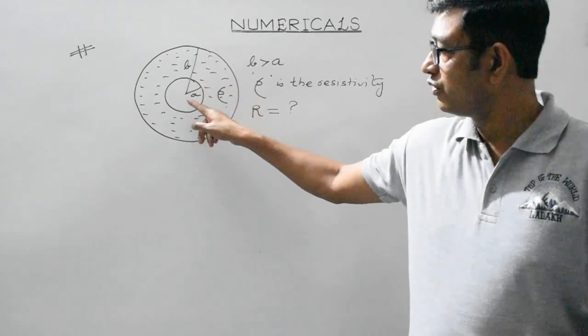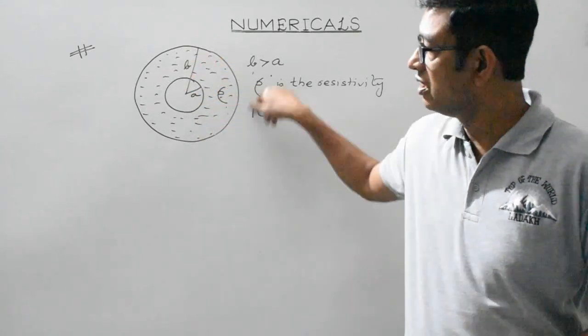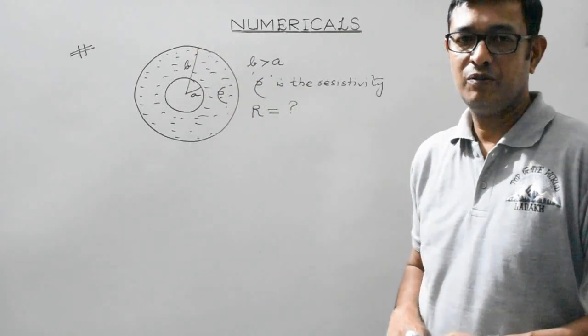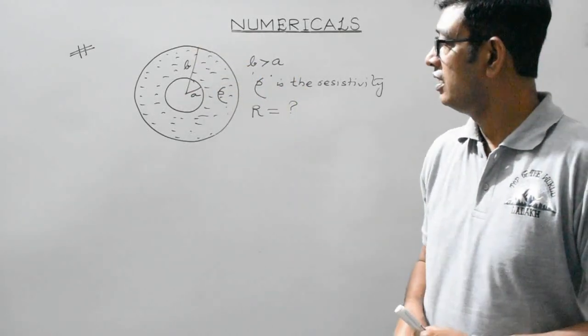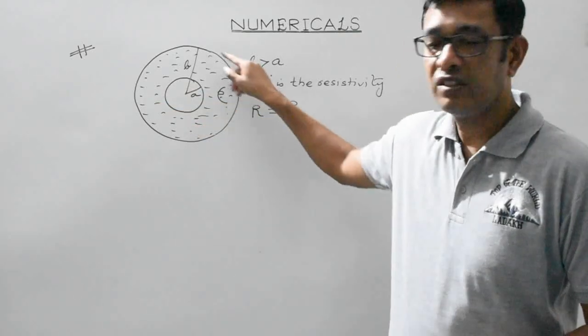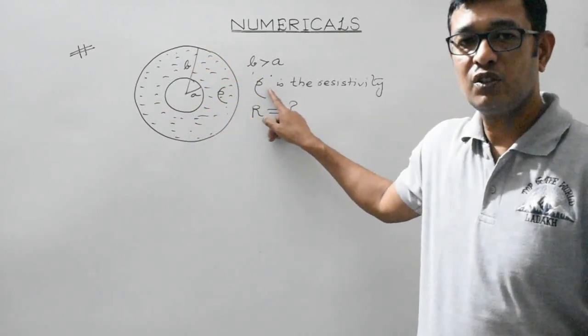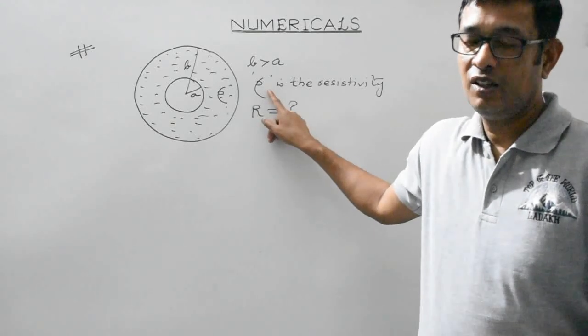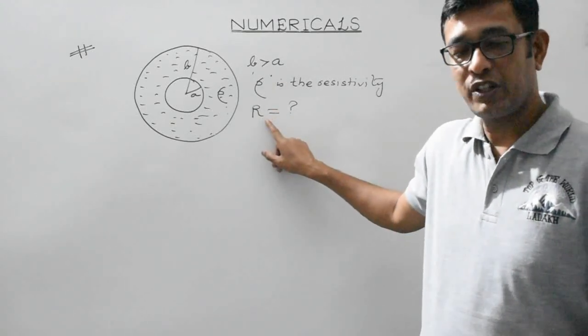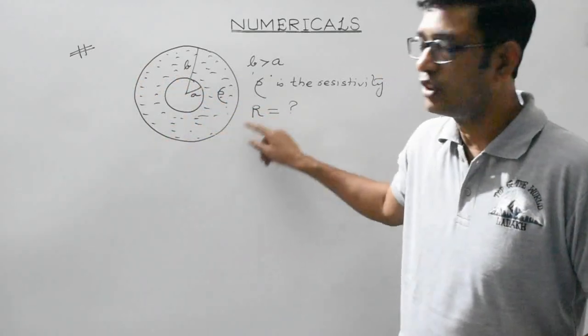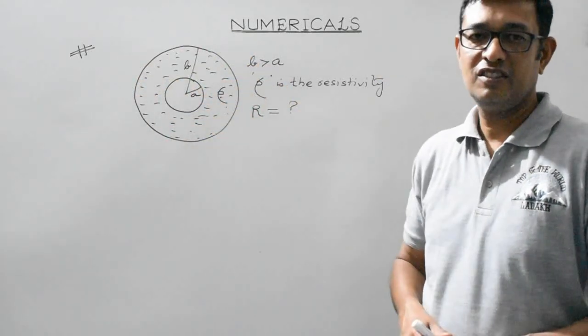The inner shell is of radius a, the outer shell is of radius b, b is greater than a, obviously. And the space between the two shells is filled with a medium of specific resistance or resistivity rho. We are supposed to find out the expression for the resistance offered by such a conductor.